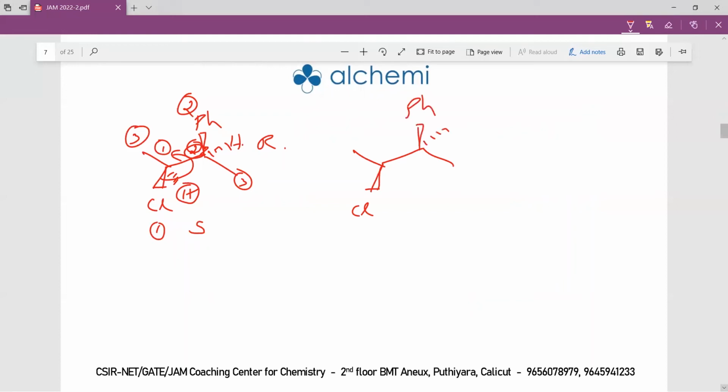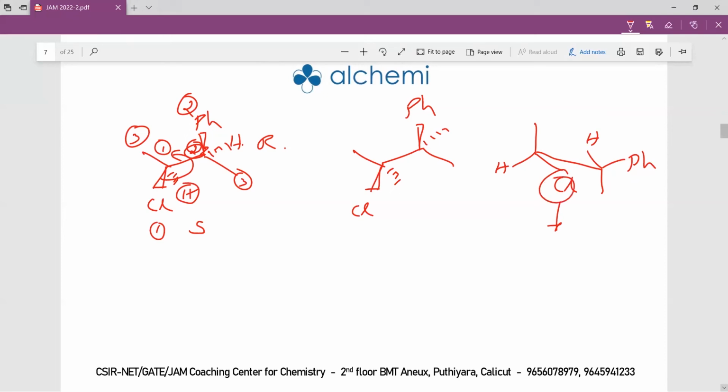This is the molecule given. If you represent this in the Sawhorse projection, it should be a staggered conformation. Above the plane, chlorine, here Ph, H. This is the molecule. Only after converting to Sawhorse should you do the elimination or substitution reaction, especially if the question is asked about the stereochemistry.